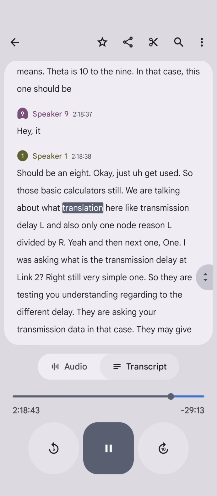Still, we are talking about what? Transmission delay. Transmission delay is L, and also only one node transmission. L divided by R. Yeah. Okay. And then next one.